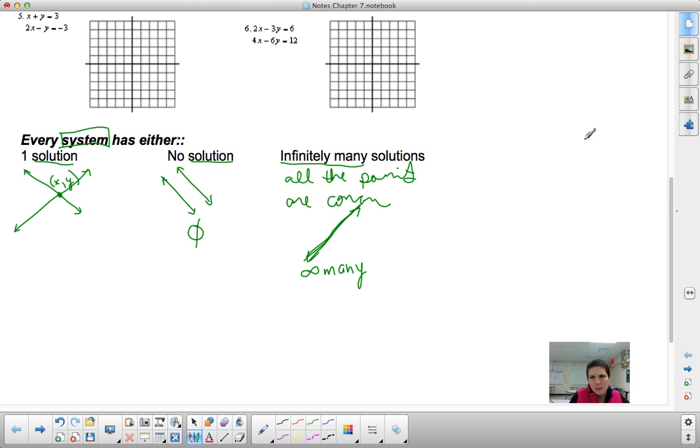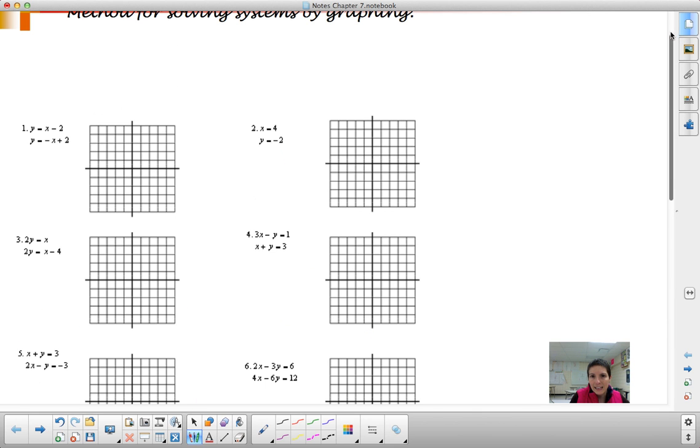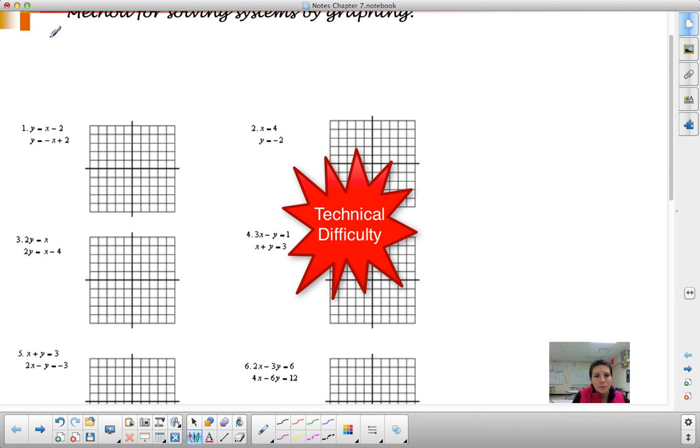All right, so how do we do these problems? We're going to do it three different ways over the course of the week. Let's start with solving systems by graphing. Step 1 is to put your line in slope-intercept form.